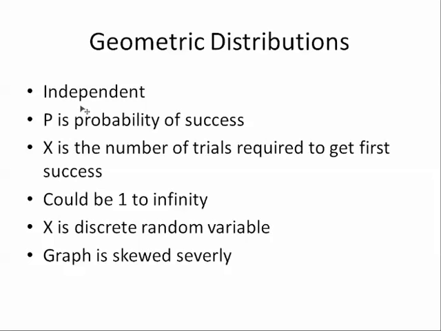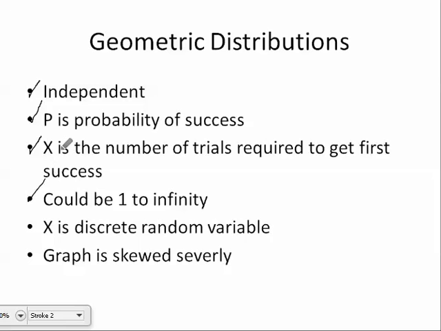Things you have to check. You have to check to see that it is independent. You have to see that there's a P, a probability of success for every single outcome of a particular situation. That X is the number of trials required to get the first success. It could be infinity. I mean, you could go forever and never get a success.